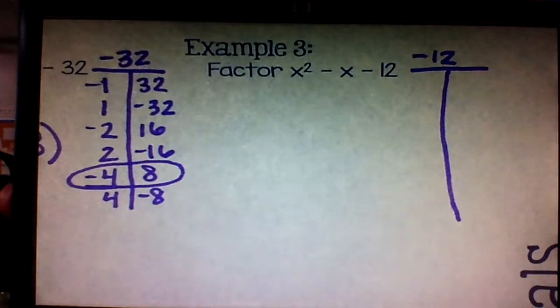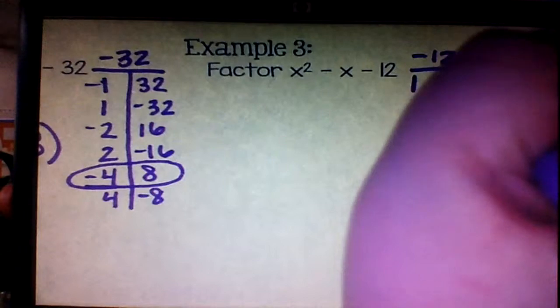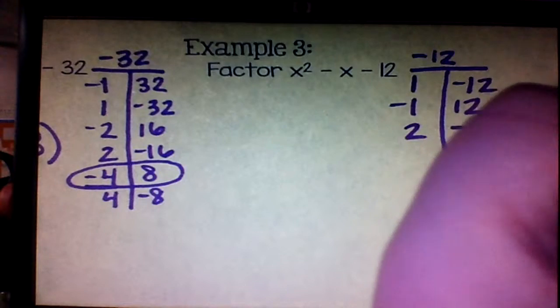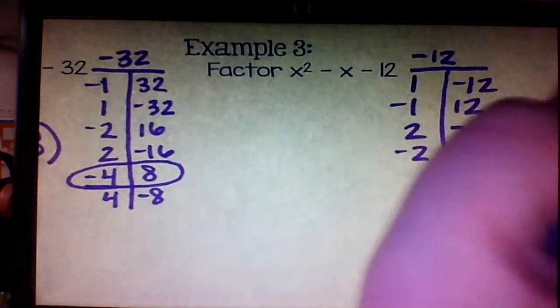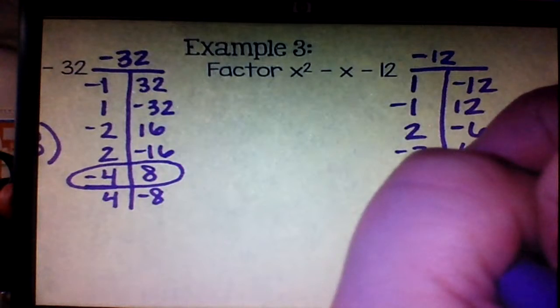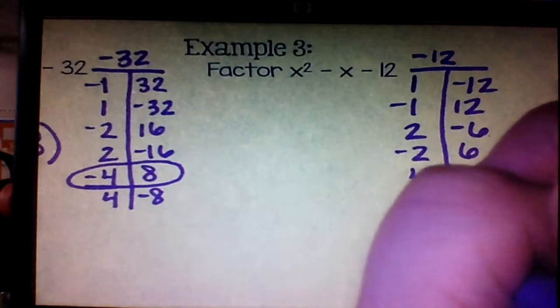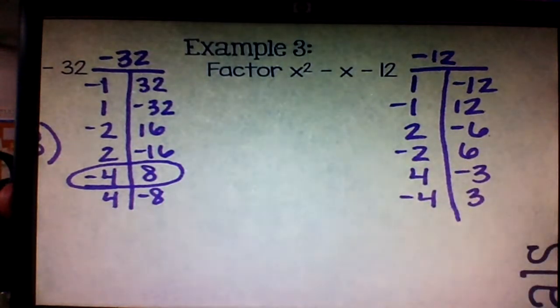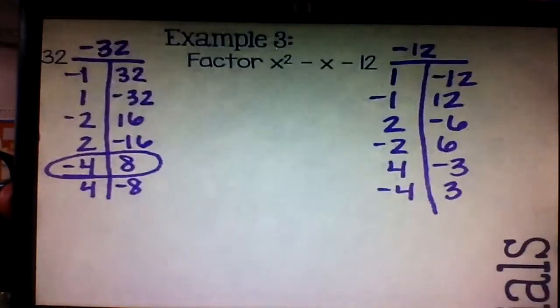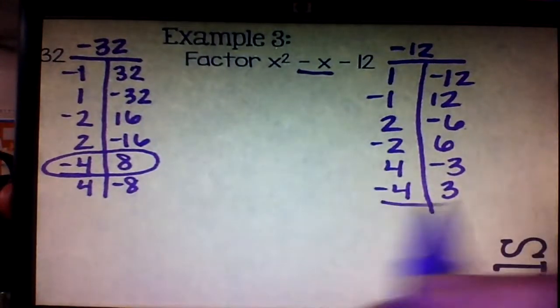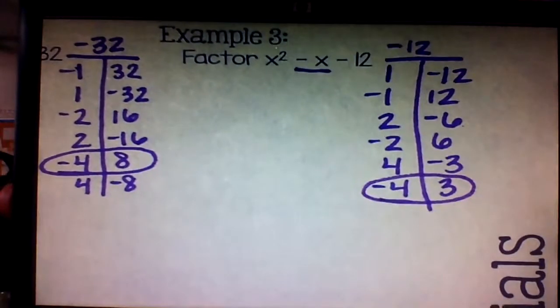Okay, -12. What are my factors of -12? 1 and -12, -1 and +12. 2 and -6, -2 and +6. Go ahead, Seth. 4 and -3, and -4 and +3. Which ones are going to go together to give me a -1? -4 and +3.